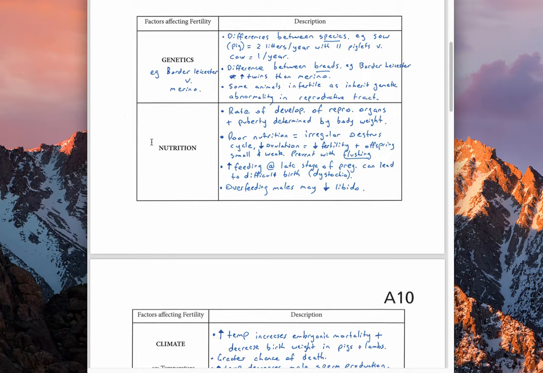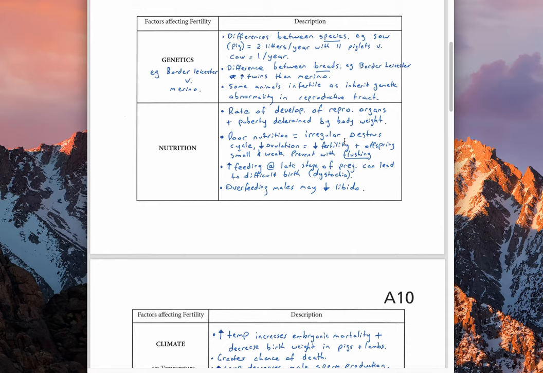If we look at nutrition now, the second factor that might limit fertility. Firstly, the rate of development of reproductive organs and puberty are determined by body weight. So it's not so much age that determines puberty, it's more body weight. And we see that in humans these days, that puberty and reproductive organ development is happening sooner. I guess people are heavier and are getting heavier at a younger age than they used to be decades ago. So really the onset of puberty and development of reproductive organs are determined more by weight rather than age.